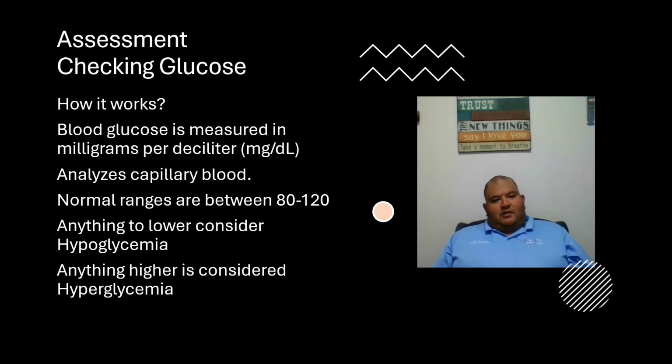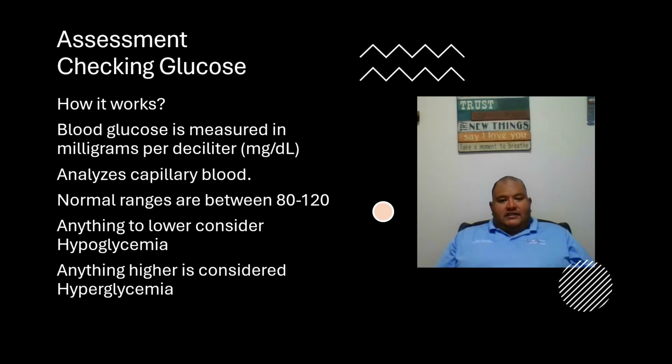So the next thing we're going to talk about is checking the glucose. So how does it work? We check the glucose by obtaining a capillary blood sample through a finger stick, utilizing a lancet, a glucometer strip, and a glucometer, which will give us a reading by us putting that sample on the strip inside the glucometer, and it should give us a number.